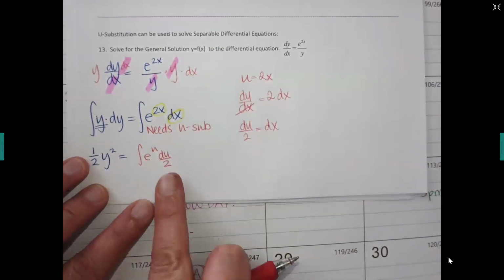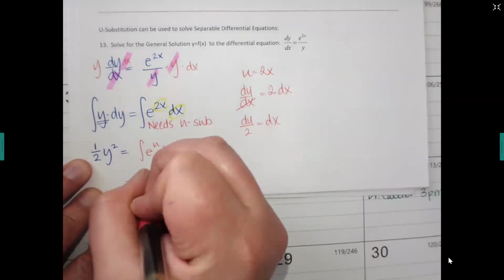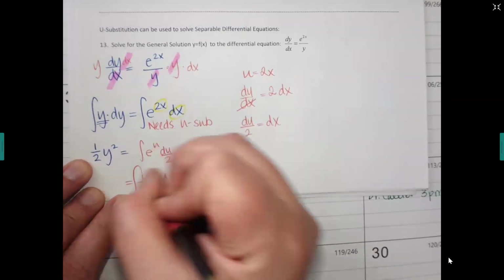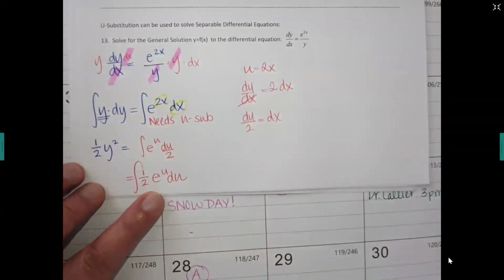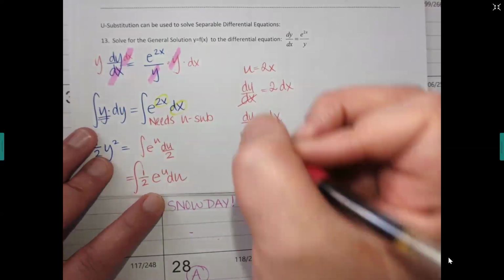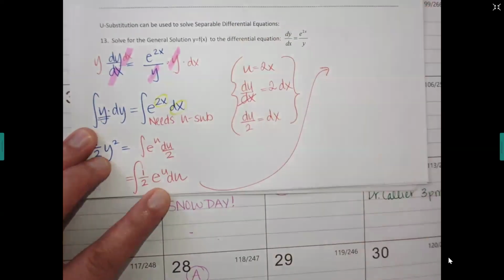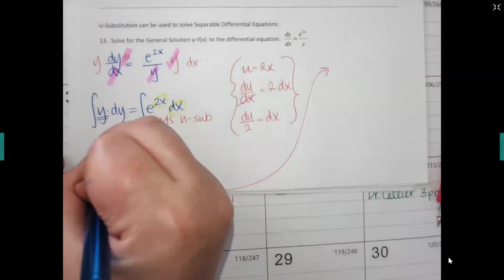How can I rewrite this with the divided by 2? It's really like a 1/2 e to the u. And then what is the integral of e to the u we just said? E to the u again. So let's come over here. We have 1/2 y squared.